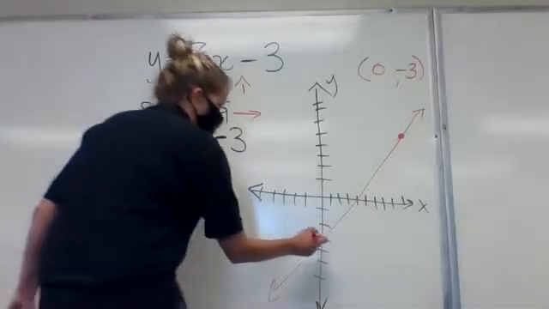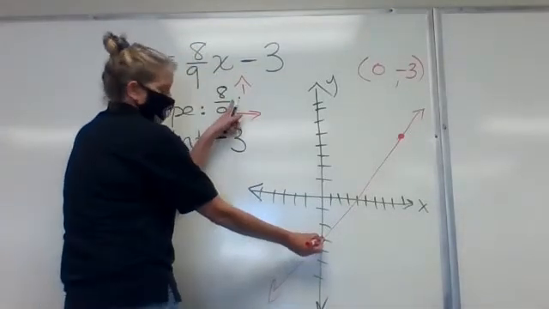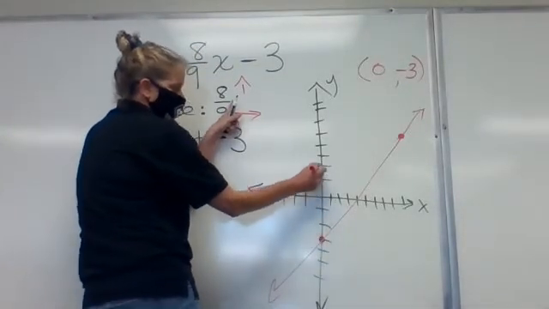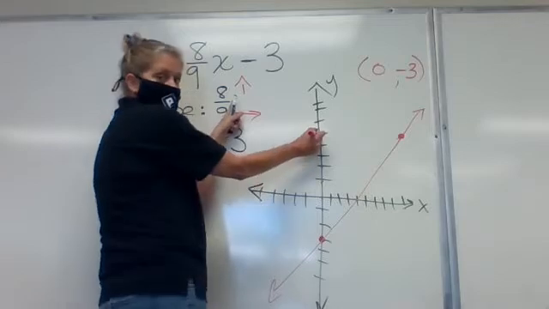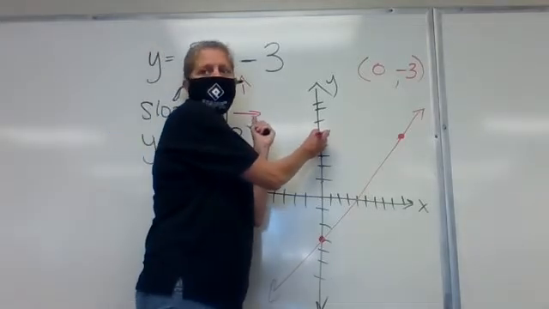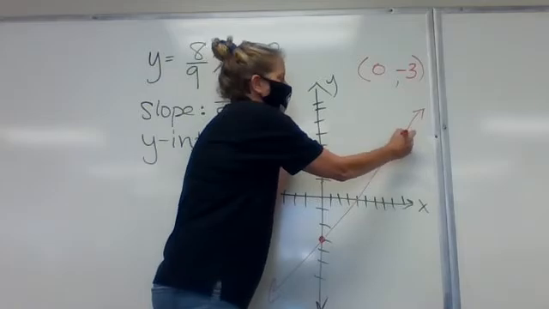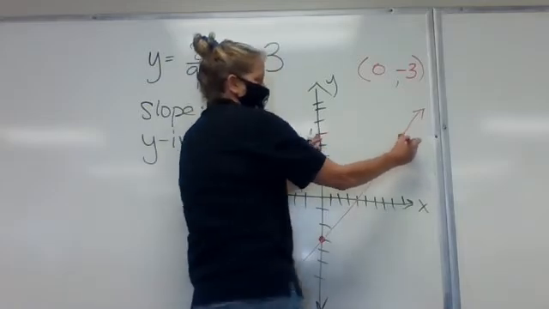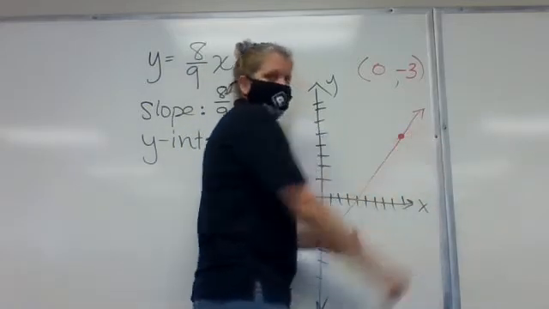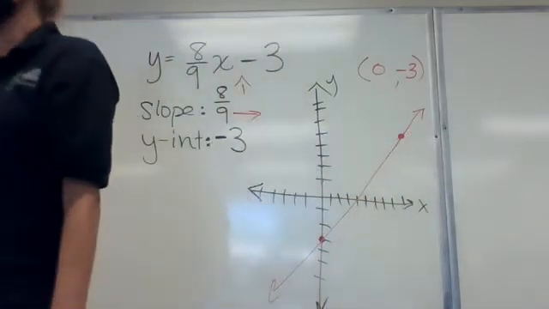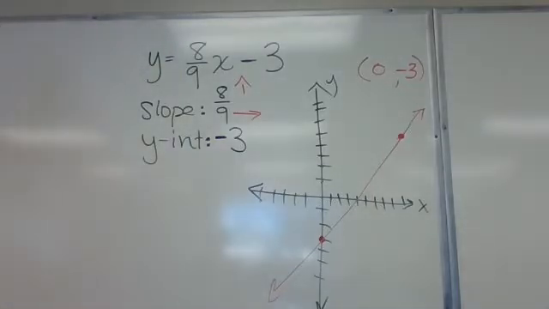If I started here at negative 3 and I needed to rise 8, 1, 2, 3, 4, 5, 6, 7, 8, my y now should be 5. So you can kind of help yourself out there. And then if you run to the right 9, you should end up with the x being 9. Okay?